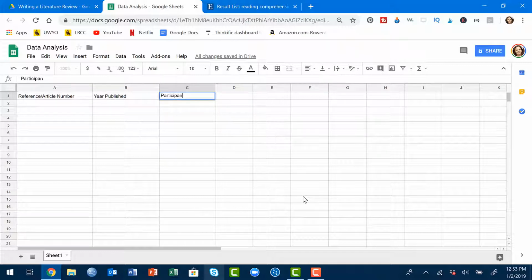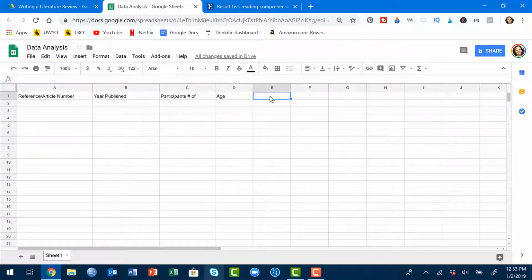And of course, spelling would be very important here for me. Like participants, and I'm going to put number of. I want to know the number of participants. I want to know the age of my participants. Even if I have bound it to adolescents, or bound it further by saying middle school or high school, I still want to know, are these 13 to 15-year-olds? Are these just 13-year-olds? I kind of want to get a sense of who we have studied.